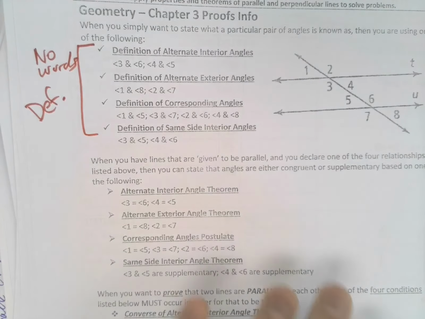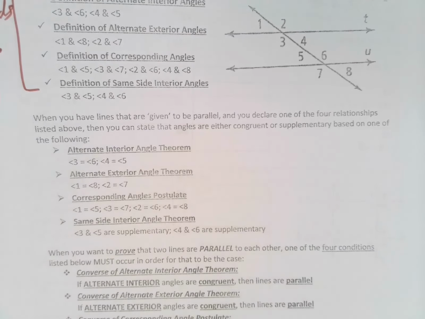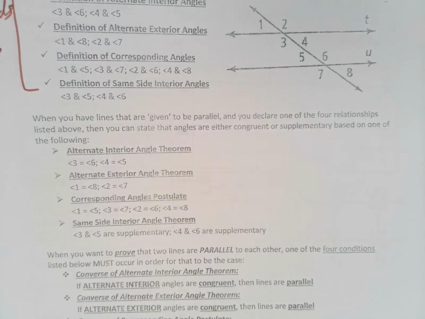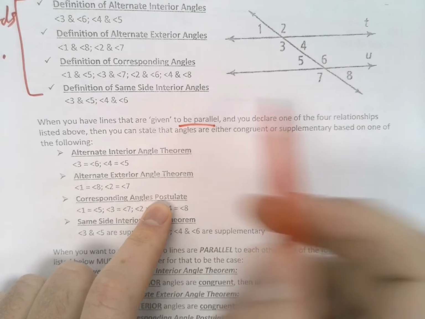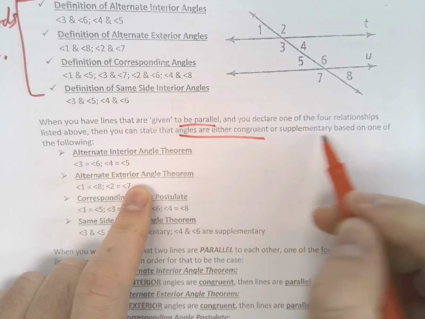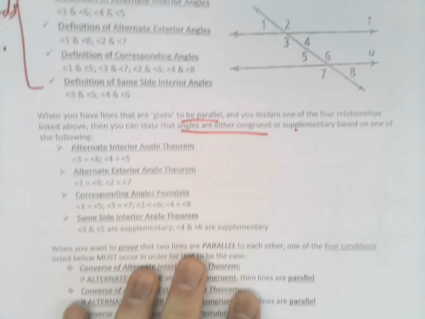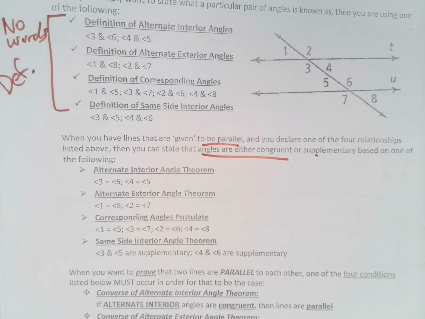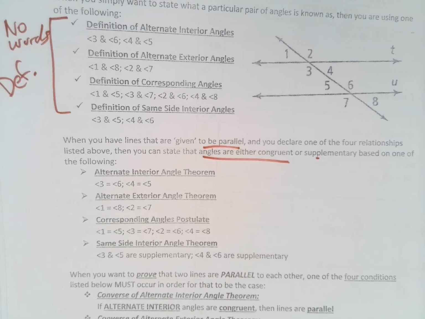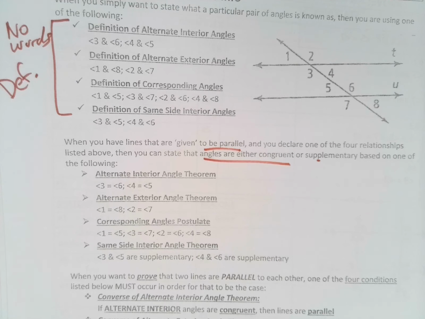How about when you have lines that are given to be parallel? So again, we're given to be parallel. You declare one of the 4 relationships, and then what can we establish based off that? These are theorems. Do you guys remember the vertical angle theorem from last chapter? Yeah. If you don't, somebody help. I appreciate Brody being honest there. What does the vertical angle theorem tell us? It says that if these 2 angles are vertical angles, then they are congruent. I know what that is.